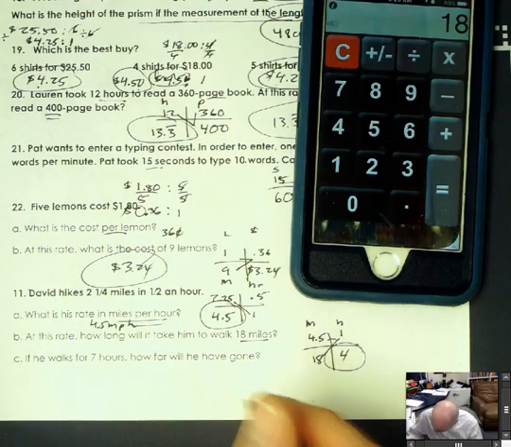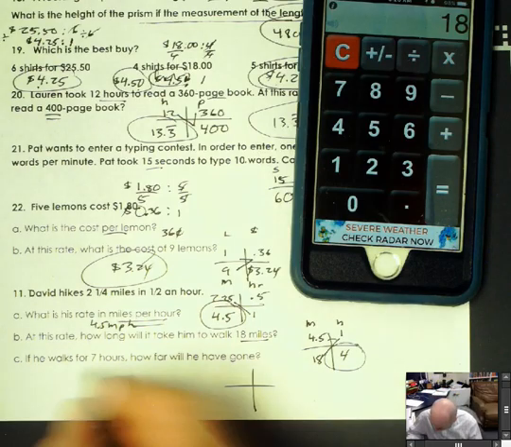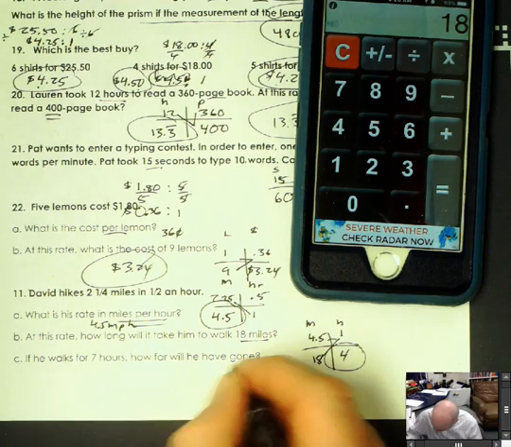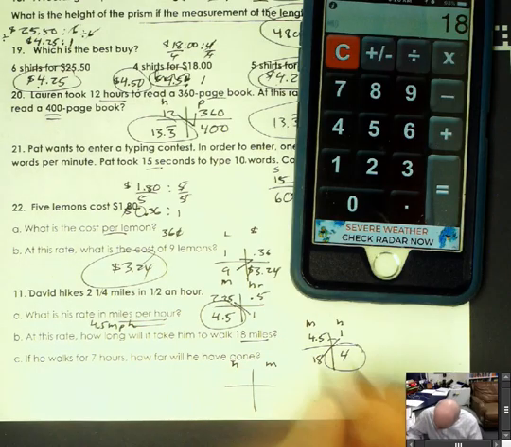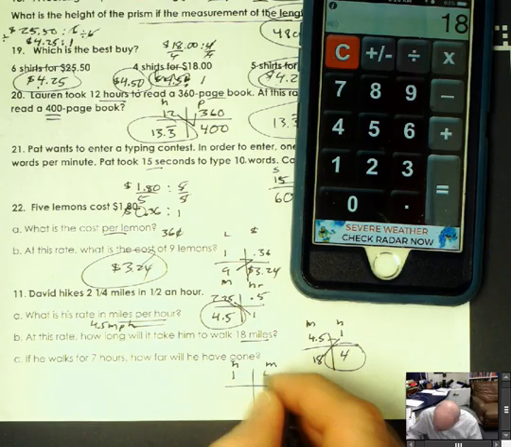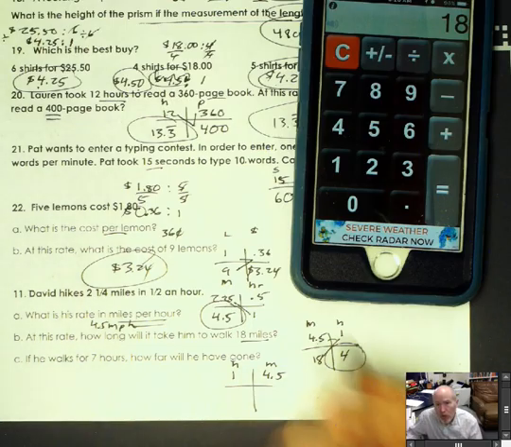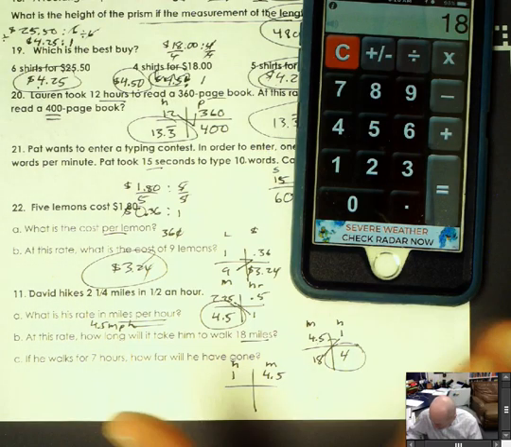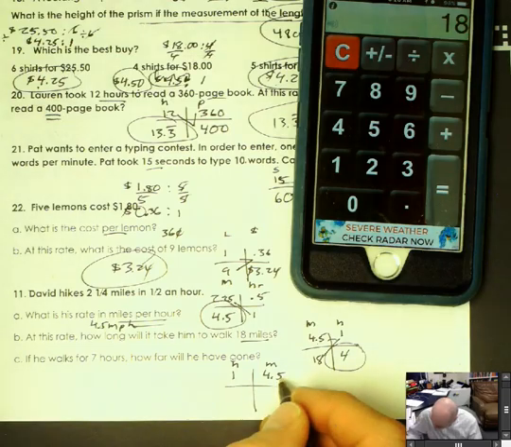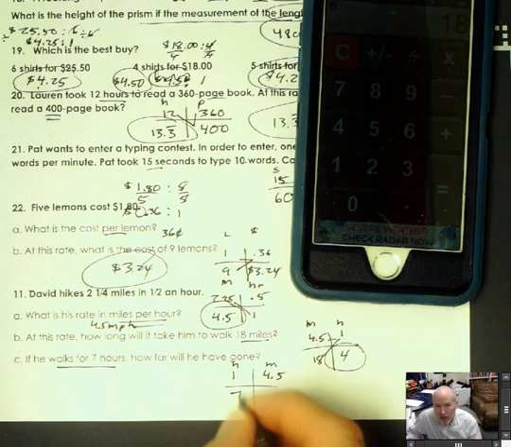All right, this last one is the one that throughout the ages has given kids fits, so I'm just going to walk you through it. If he walks for 7 hours, how far will he have gone? So we're going to go hours and miles, right? Well, we know again that in 1 hour he goes 4.5 miles. And you notice I switched hours and miles and miles and hours. It doesn't matter. We're just making sure we put the number in the right spot. So in 1 hour, he goes 4.5 miles. If he walks for 7 hours, how far will he go?